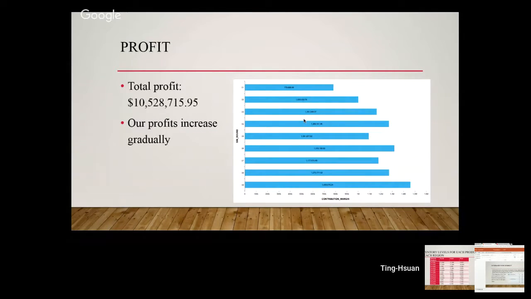As for the total profit we earned during 9 rounds, the amount is about $10,528,000. Based on the figure, our profit increased gradually and steadily, which I believe is in a good condition.